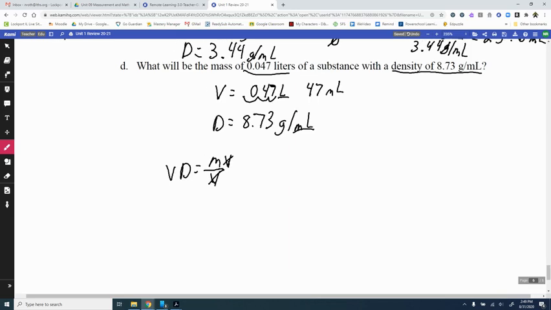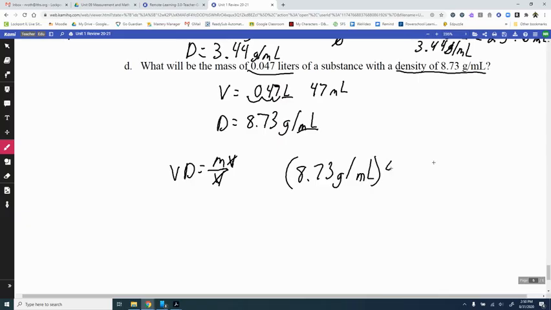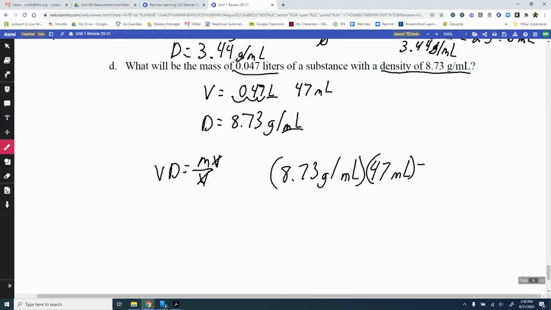I probably should have written that down. 8.73 grams per milliliter times 47 milliliters. And we get 410 grams.